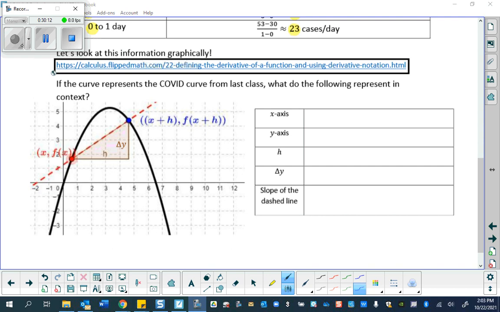If the curve represents the COVID curve from the last class, what do the following represent? What were we measuring across our x-axis? Time. So we were talking about time, more specifically, wasn't it our days in March, right? So our days, and we'll go ahead and put March, because that's what we were, those first 30 days of March, right?